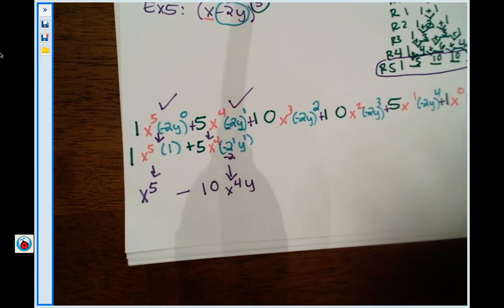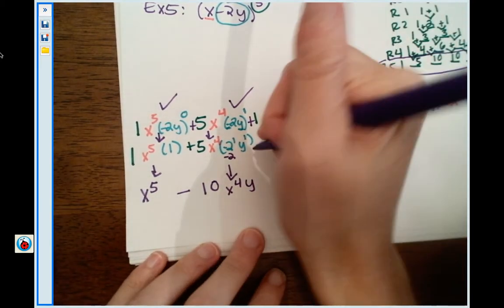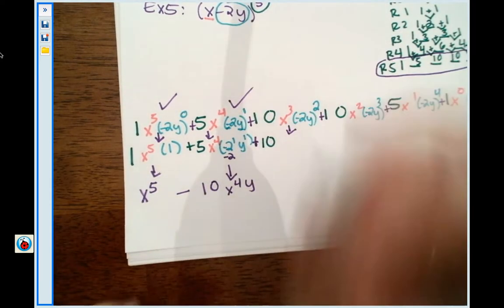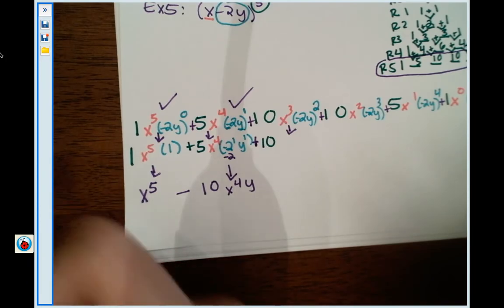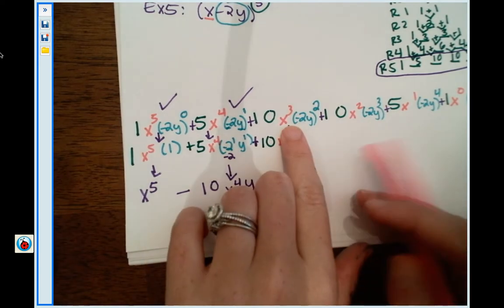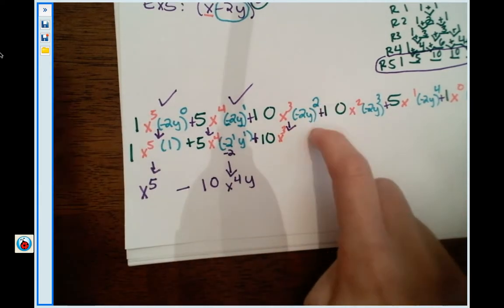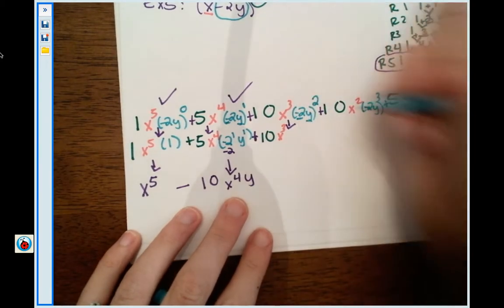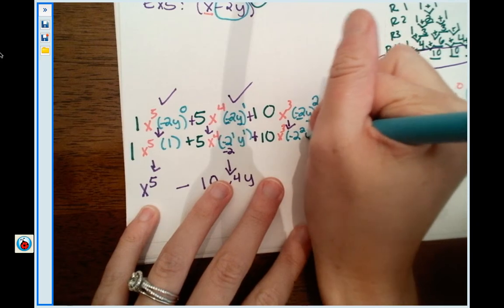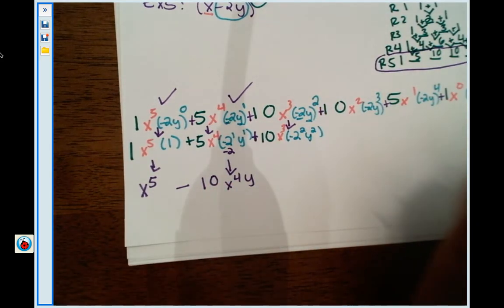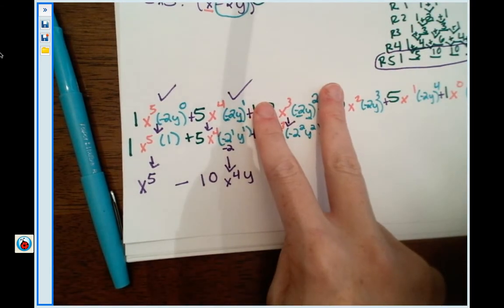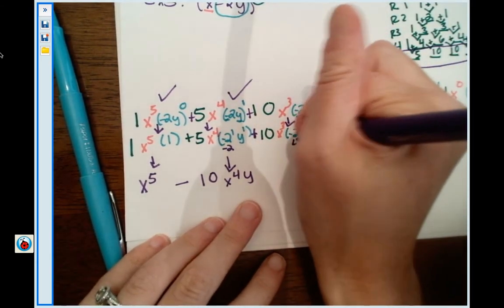Bam. Alright, let's move on to our next term. Bring down my plus sign, and then the 10. I got my x to the 3rd. X to the 3rd is just x to the 3rd. And now I'm going to raise my negative 2 to the 2nd power and my y to the 2nd power. So each of those to the 2nd power. So I have negative 2 to the 2nd and y to the 2nd. Negative 2 to the 2nd, let's think. Negative 2 times negative 2 is positive 4. So that's just a positive 4.